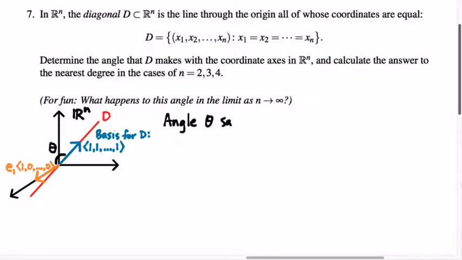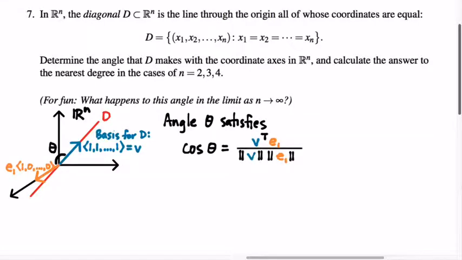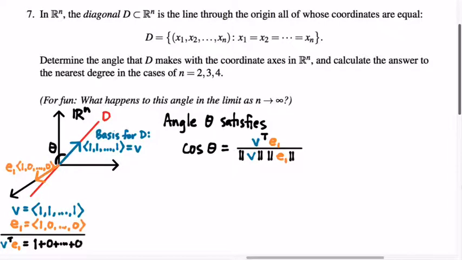How do we find the angle between two vectors? Well, the angle theta is going to satisfy cosine of theta is equal to the dot product of the two vectors divided by the product of those vectors' magnitudes. So v transpose e1 divided by the product of the magnitude of v and the magnitude of e1. v transpose e1 we can compute as 1 times 1 plus 1 times 0 plus 1 times 0, etc., etc. So that numerator is going to be just 1.